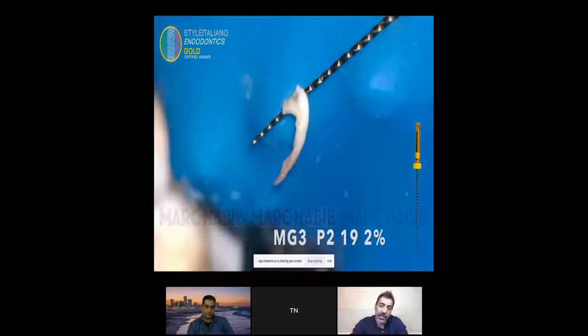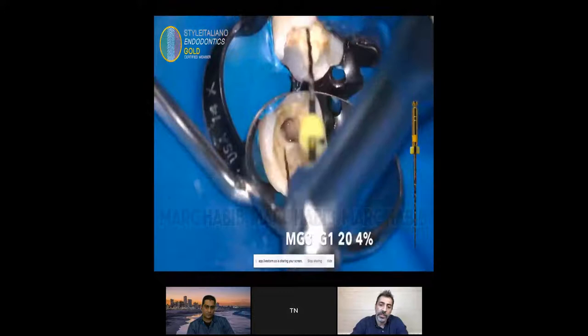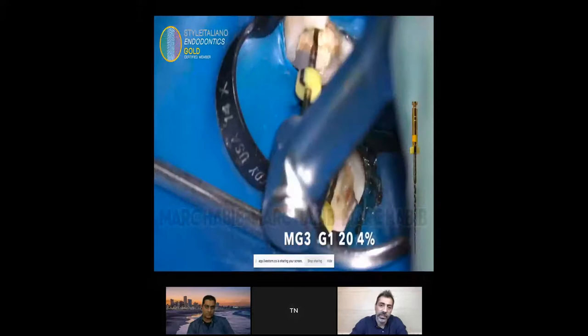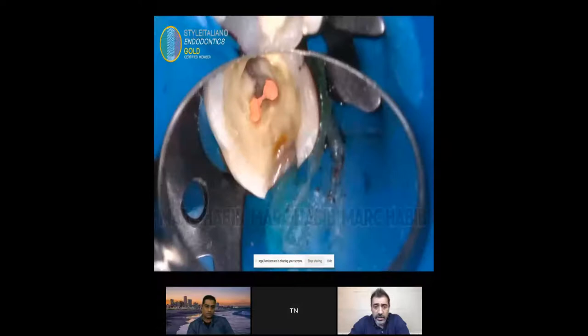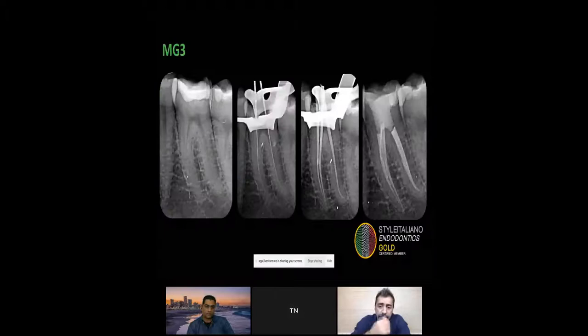So here again, I'm using the shapers. This is G1, 24% on the mesiolingual canal, or this is the mesial buccal canal. Once I shape it and I feel that I need to go to a higher taper, I can go. If not, I can remain on it. Basically, we are finishing our shaping at 6% taper. So we have the option of 25-6% taper to finalize the cases.